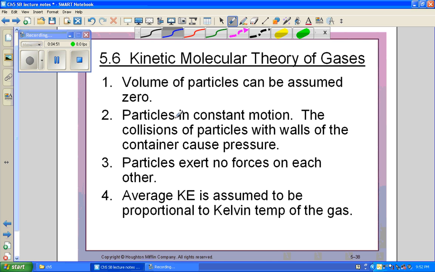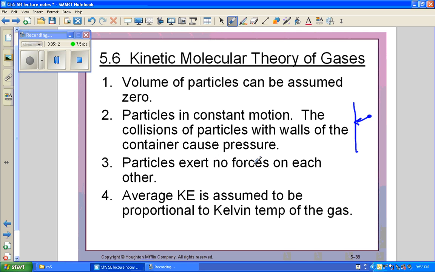The particles are in constant motion. The collision of the particles with the walls of the container causes some pressure. That should make sense to you. So if I have a wall of a container and a gas particle, it's going to collide and create some pressure there. Now, the speed is going to determine the amount of pressure that's there.